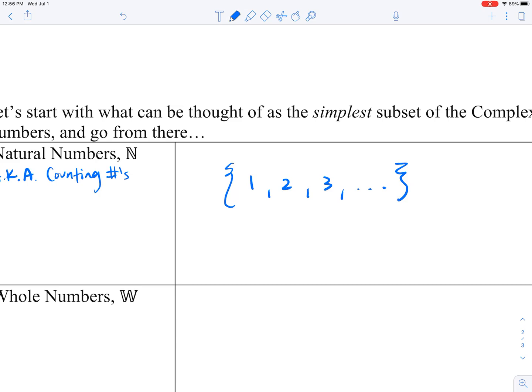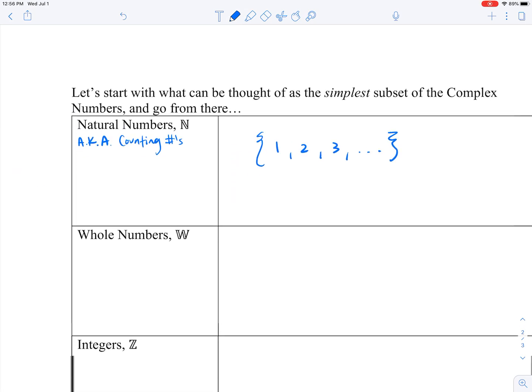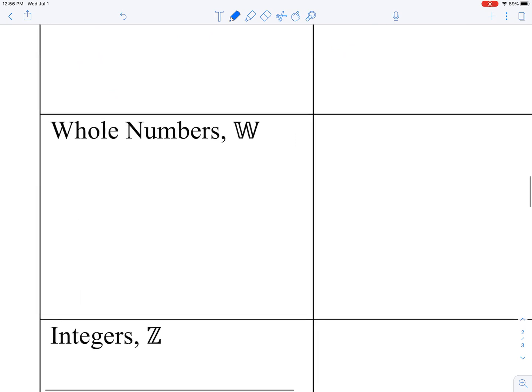Now 1, 2, 3, 4, 5, 6, 7 continue on and on and on to infinity. There are infinitely many natural numbers. You could sit and keep counting the natural numbers forever and ever, and you would never count all of the natural numbers. There are infinitely many elements that belong to the set of natural numbers.